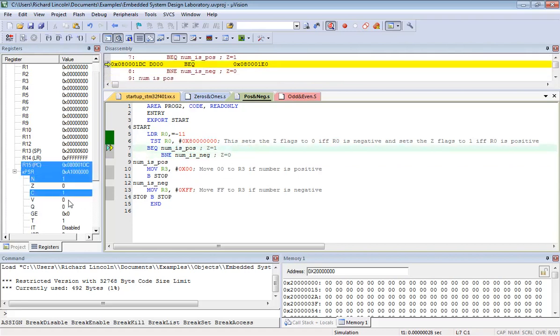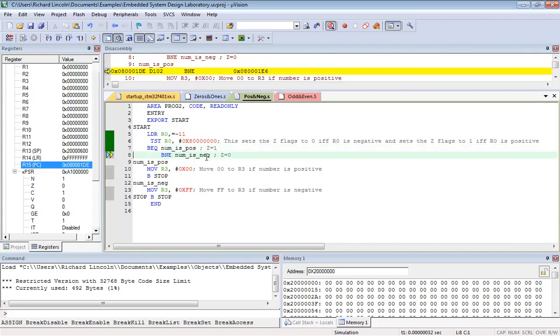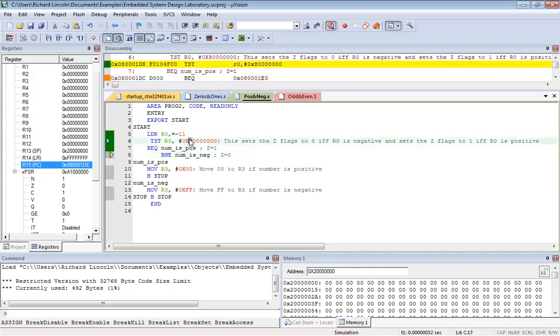Now you can see that the negative flag is enabled, which means it is telling that it's a negative number, right? So it is not going to go to num is positive, but it will jump to num is negative, right? So you can see that the zero flag is still, Z is equal to 0, because the MSB bit has gone high and this one is also high, right? So high into high is high, isn't it?